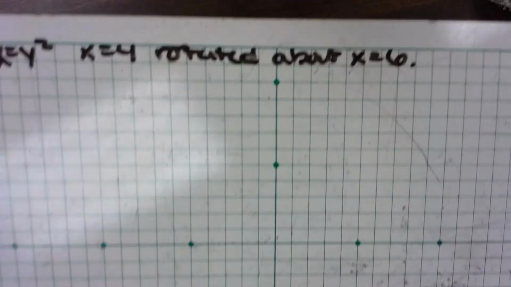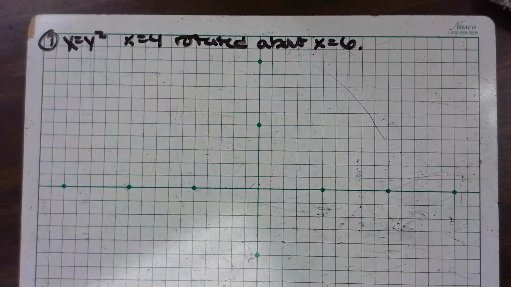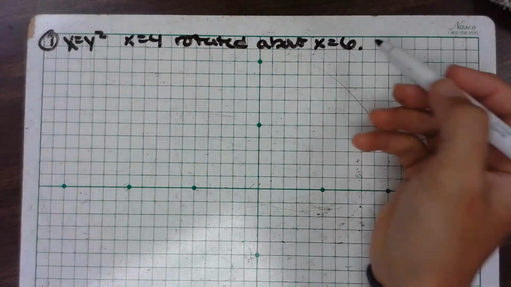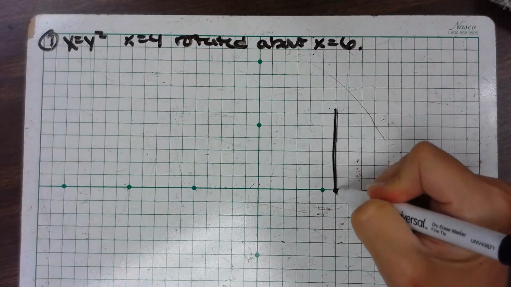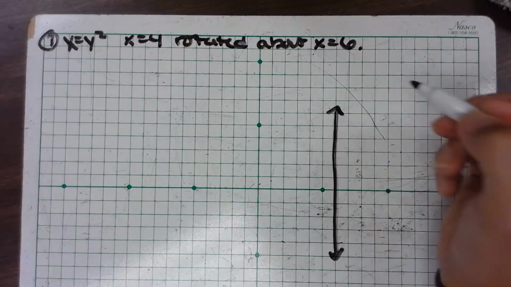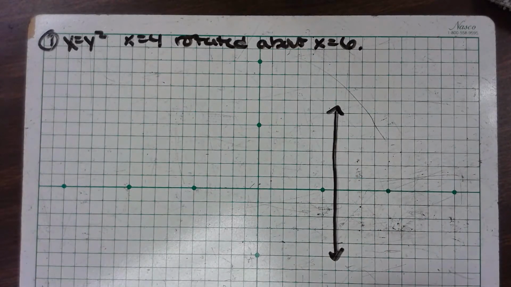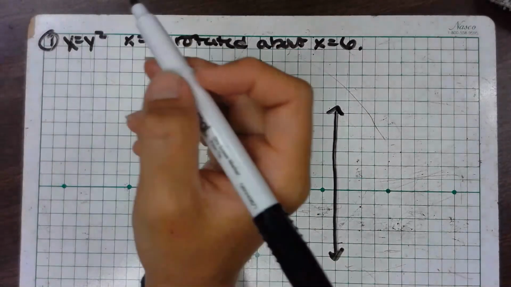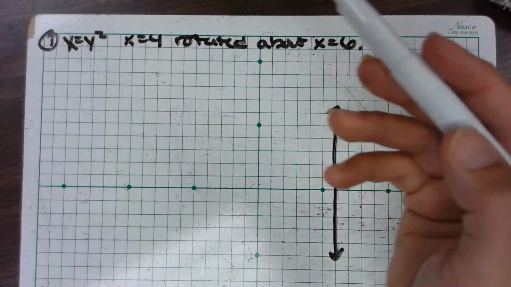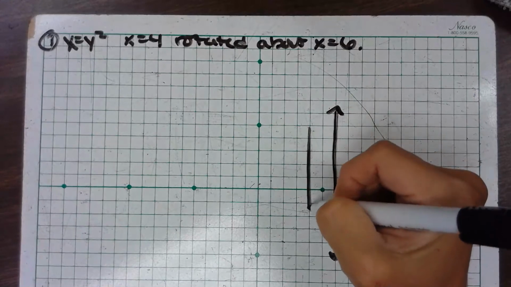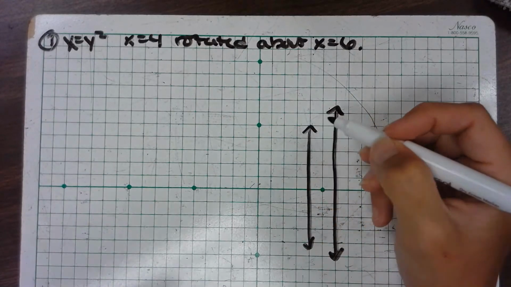All right, and one last problem. Okay, I want to do the volume, x equals y squared. It's rotated about x equals 6, so it's rotated about this line, parallel to the y-axis, so I do want it in terms of y. All right, now, for graphing purposes, let's see, I want x equals 4. So here's x equals 4 right here.